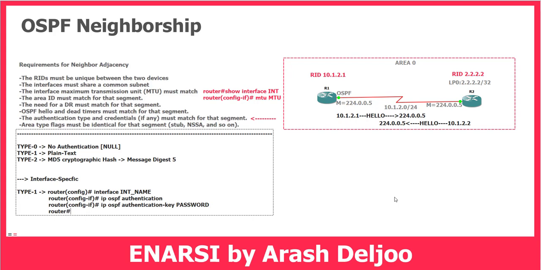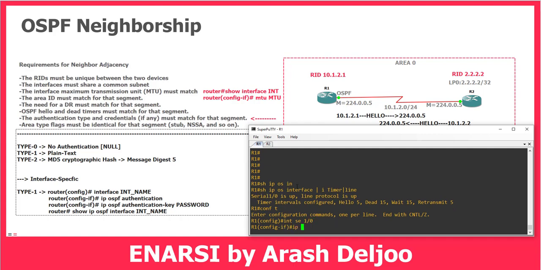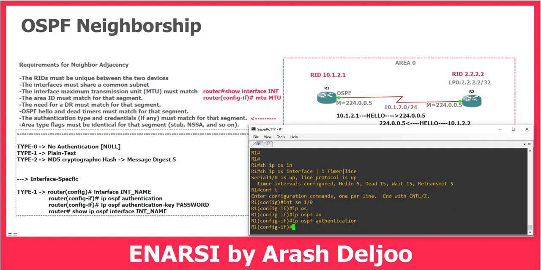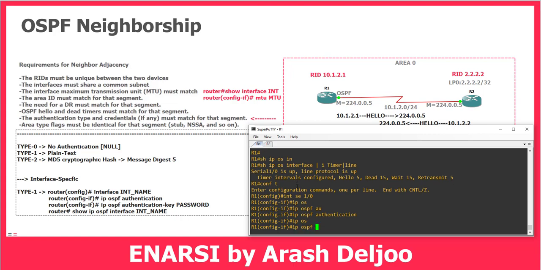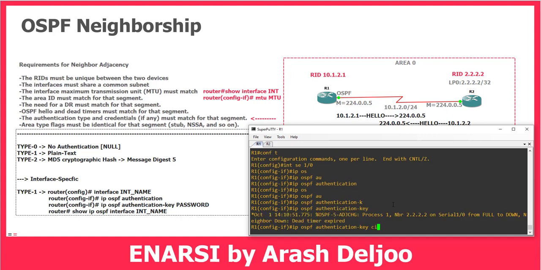Also, for verifying the authentication, you can use show IP OSPF interface, then the interface name. Let me show you. Between R1 and R2, here in R1 I'm using conf t, then interface serial 10. The first command is IP OSPF authentication. You know that when you are configuring IP OSPF authentication, you are actually defining the method of authentication. Then IP OSPF authentication-key, for example, Cisco.